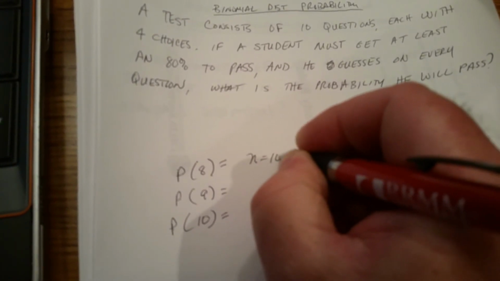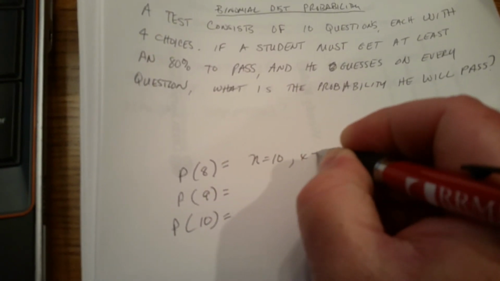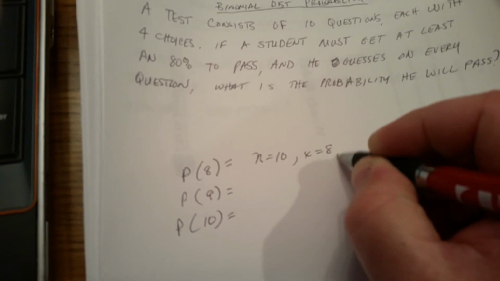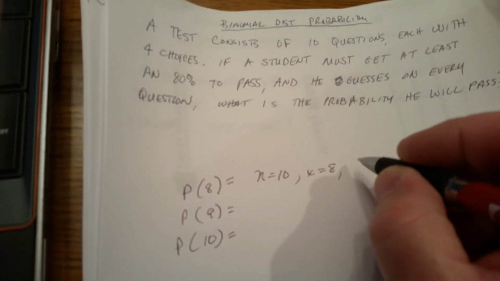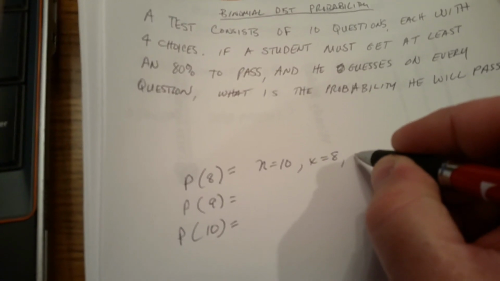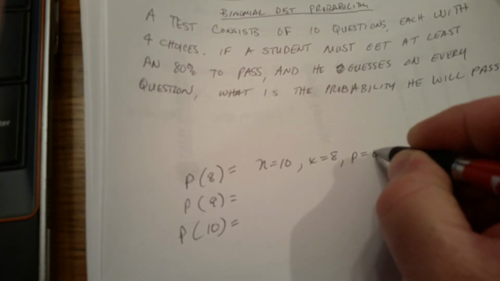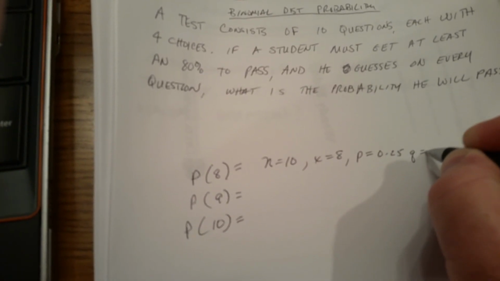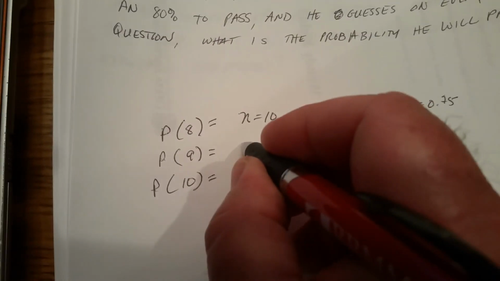In this first one, the total questions on the test is 10, so that's our n. Our x is 8, the number of successes. Probability of success, if each question has 4 choices and you guess, the probability of success is 0.25. And then that would make the probability of failure 0.75, but we're not even going to have to enter that.